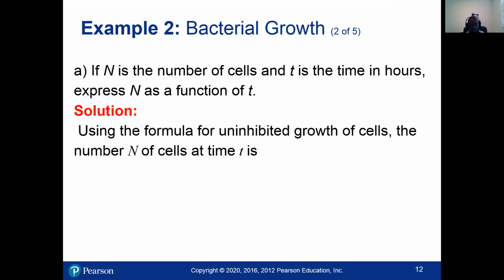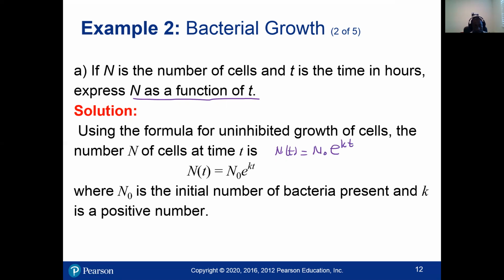All right. So here is the solution A. We want to express N as a function of t, when N is the number of cells. So using the formula that we just talked about, here you now have N of t is equal to N of 0, that's initial, times e raised to k times t. So that is our function. Where N of 0 is the initial number of bacteria in the colony, and k is a positive number. So here your k is positive because it's growing, it's increasing.